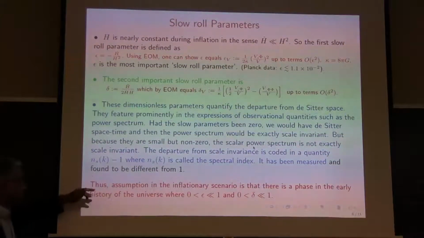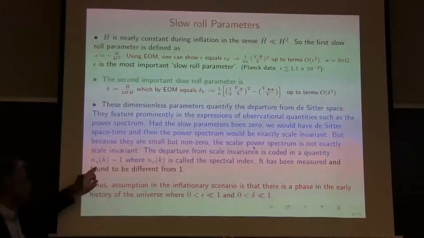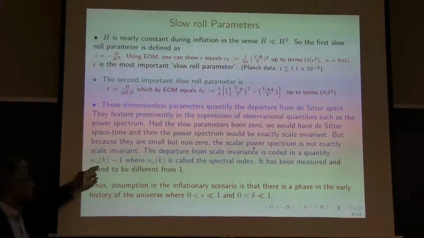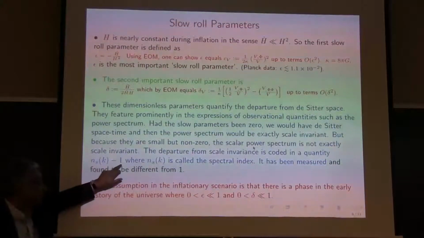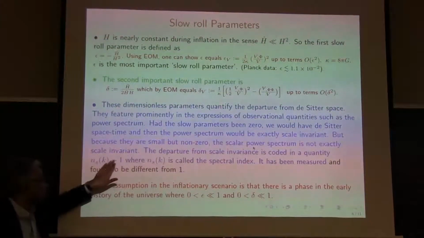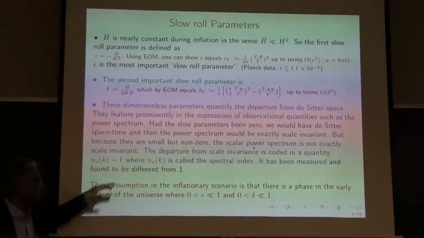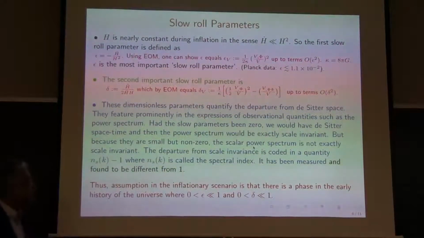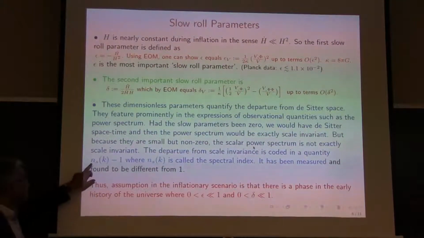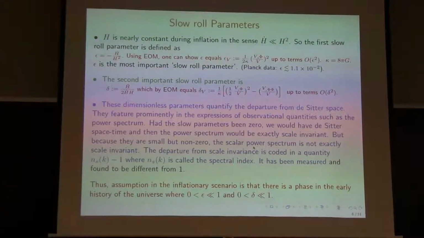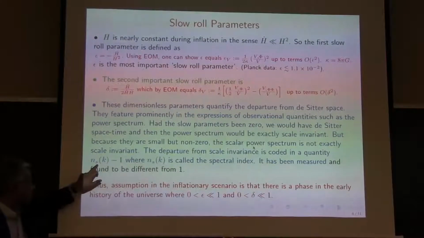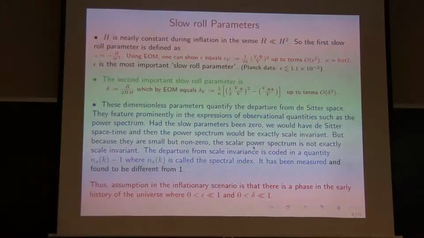And for some reason, for scalar perturbations, one writes the departure as ns minus 1, right? Not ns, but ns minus 1. So if ns were equal to 1, then there would be no departure from exact scale invariance, but now there is a small departure from the scale invariance. And so ns is almost equal to 1, but not equal to 1.